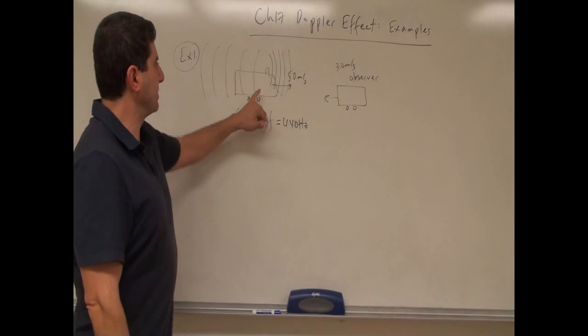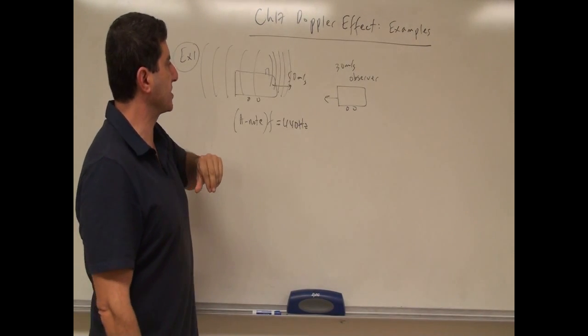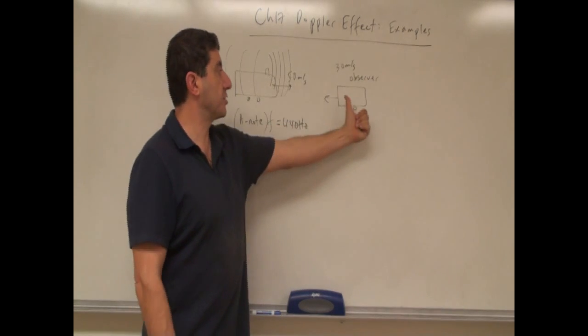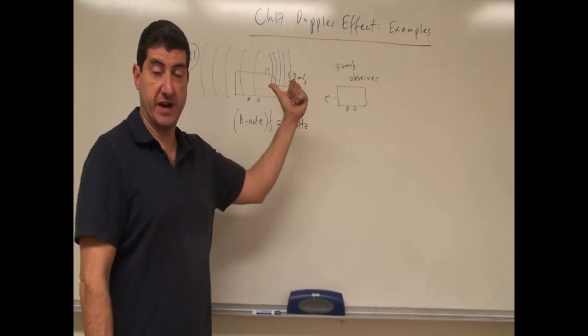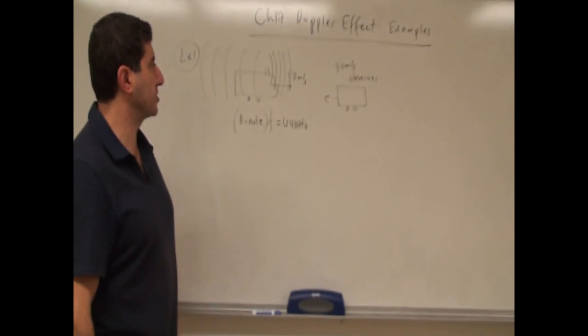Now we come to an example. Imagine here a fire truck is driving this way at 50 meters per second, and then there's an observer here actually also driving towards the fire truck, right, at 30 meters per second. So you're the observer, the fire truck is the source.